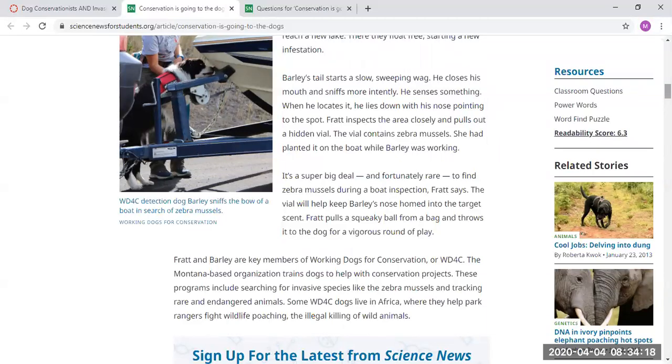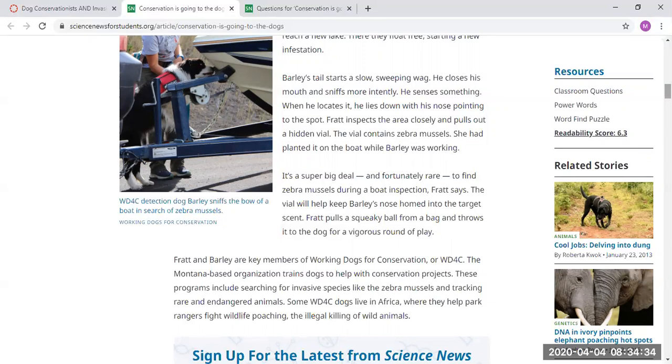Frat inspects the area closely and pulls out a hidden vial. The vial contains zebra mussels. She had planted it on the boat while Barley was working. It's a super big deal and fortunately rare to find zebra mussels during a boat inspection, Frat says.